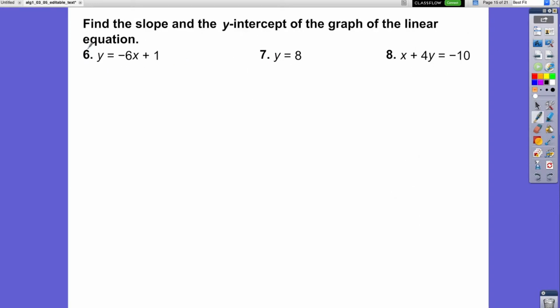Okay, if you're watching the video, I'm going to want you to pause it. Do 6, 7, and 8. Monitoring progress, which is on page 138.